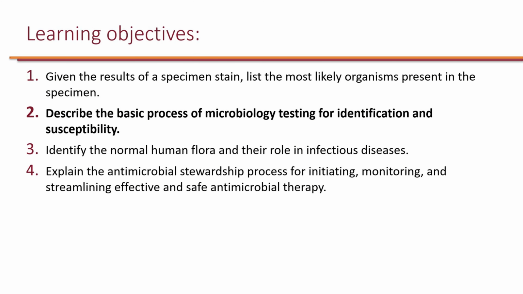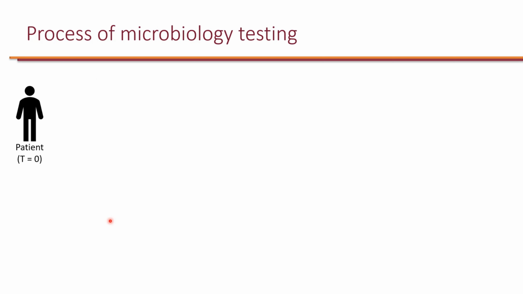Looking at the results of a specimen stain, we listed the most likely organisms present in the specimen. Now let's describe the basic process of microbiology testing for identification and susceptibility. Let's take a look at the process when a patient who's suspected to have an infection presents. When a patient presents with symptoms and signs of an infection, we'll call this time 0.